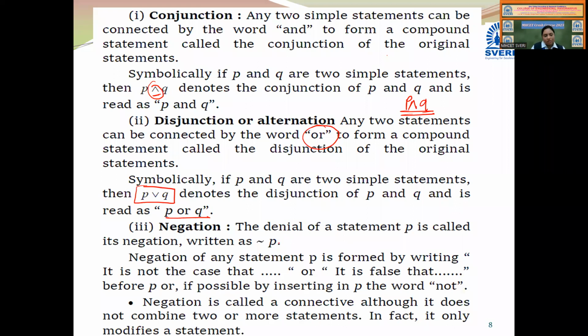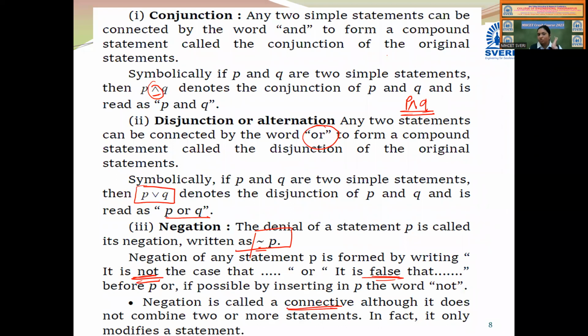Negation. Negation is where we are denying the statement. We are saying the statement is not what it should be. We write, if P is the statement, the denial of the statement is negation of P, where we can generally write, it is not the case, it is false. Generally, we use negative words for that. And negation is also called a connective.